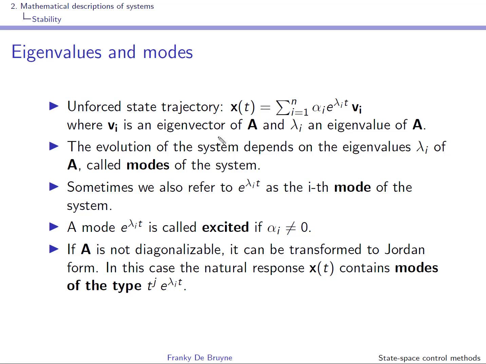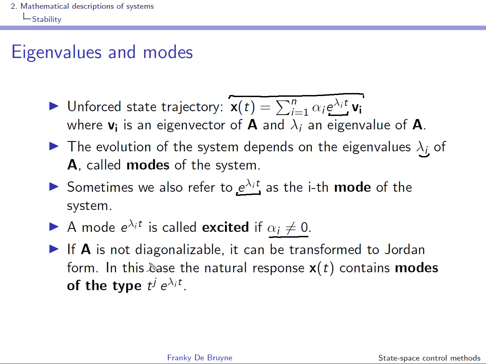So in summary, the unforced state trajectory is given over here. It depends on the initial conditions, the eigenvalues, and the eigenvectors. So the unforced evolution of the system, and it will also be the case for the forced evolution, depends on the eigenvalues lambda i through the modes of the system. This is called the mode of the system, and we say that this mode is excited if the corresponding alpha i is different from 0. So remember that we can write this if A is diagonalizable.